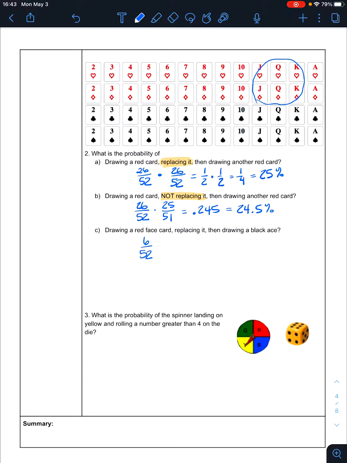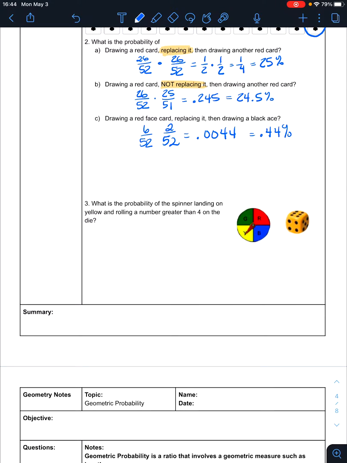And then I draw a black ace. Well, how many black aces are there? Well, there are 2 black aces, and I put my card back, so there are 52 cards in the deck. So when I do that, I get 6 over 52 times 2 over 52, and you get 0.0044. So that is a 0.44% chance of happening. So it is not very likely that you're going to draw a red card and then draw a black ace. You wouldn't make a very big bet on that kind of thing happening.